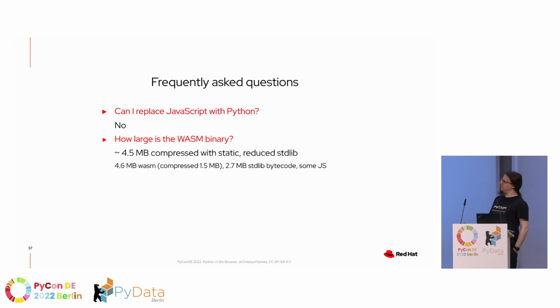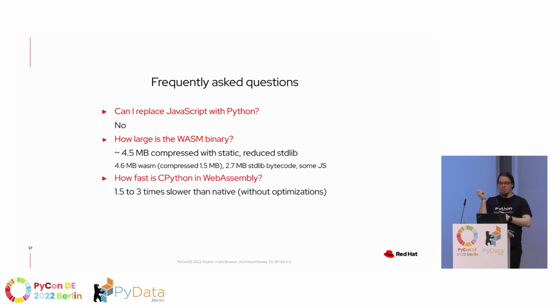Also, it's surprisingly small. If you download that compressed, it's just 4.5 megabytes. It's actually good. It's not perfect, but it's still a lot of data you have to transfer if you're on a mobile. It's surprisingly fast, and we haven't done any optimizations yet. Depending on which kind of workload you do, it's like 1.5 to 3 times slower. Except if you use lots of memory, then it crashes.